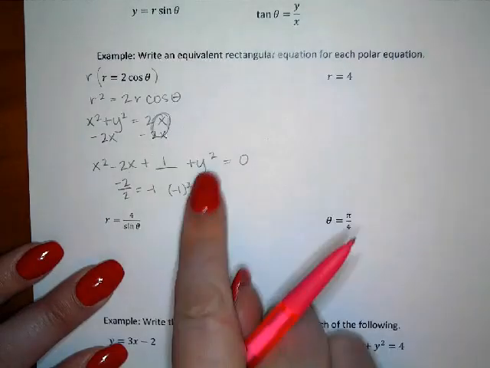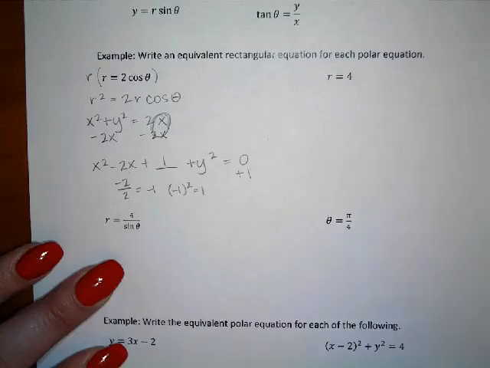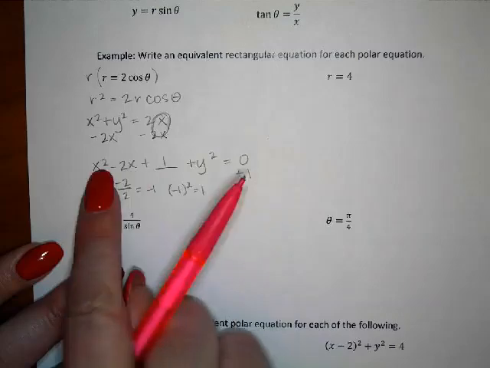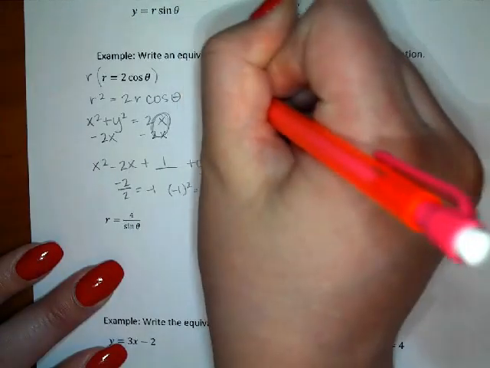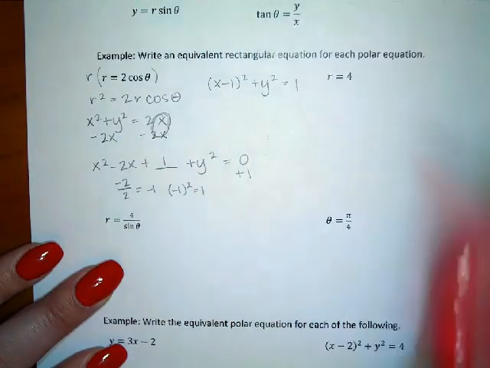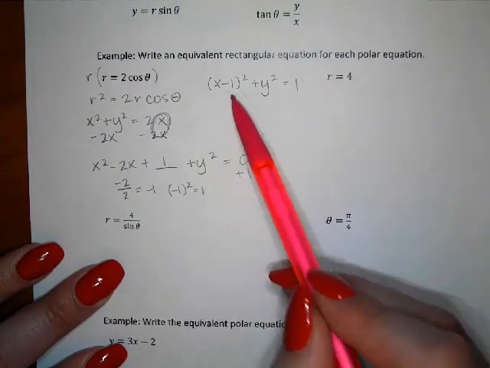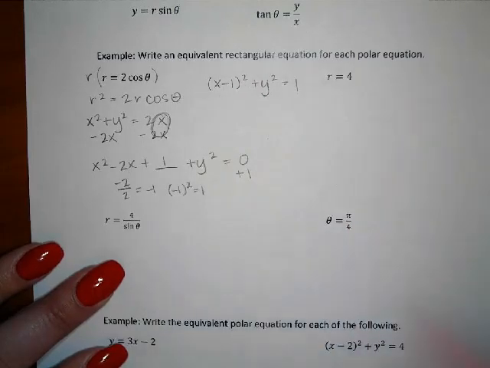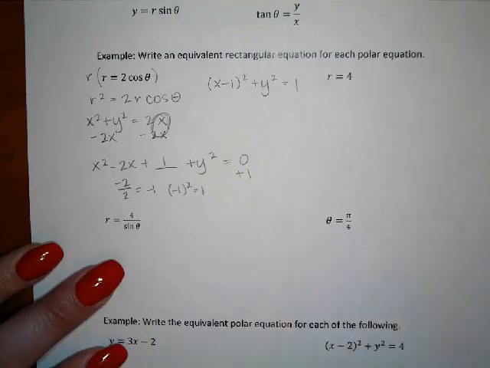And then whatever I added to the left side of the equation, I also add to the right side of the equation. So if I write this equation out, this would be x minus 1 squared, and then this would just be y squared. x minus 1 squared plus y squared equals 1. And so now I can recognize that this is a circle centered at 1, 0 with a radius of 1. And that's your goal, is to get the equation to something that you can recognize. So, circle centered at 1, 0 with a radius of 1.